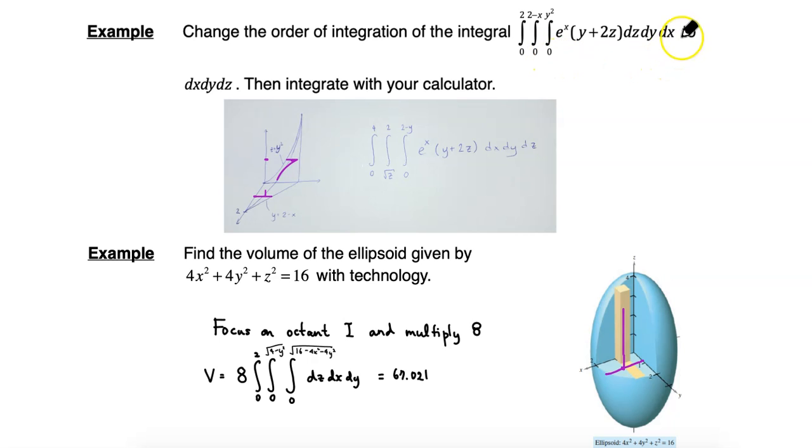Notice that this does not define a volume. If we wanted to find a volume of this shape here, we would have the same setting for the boundaries of the integral, but it would be of 1 times dz dy dx.